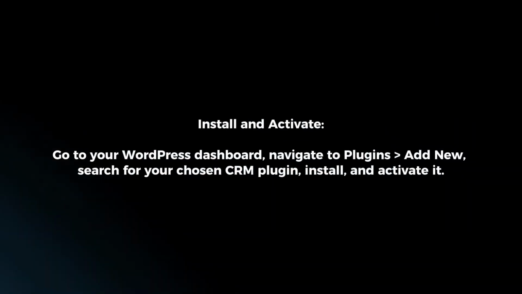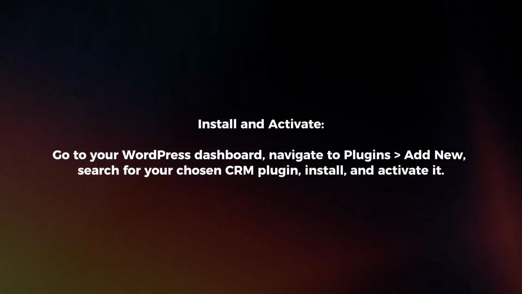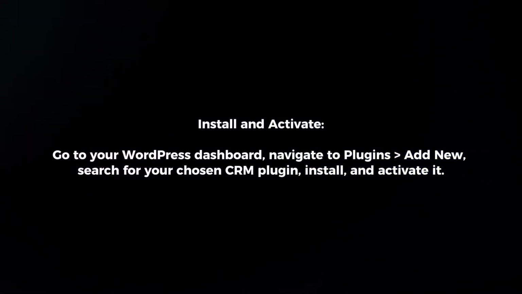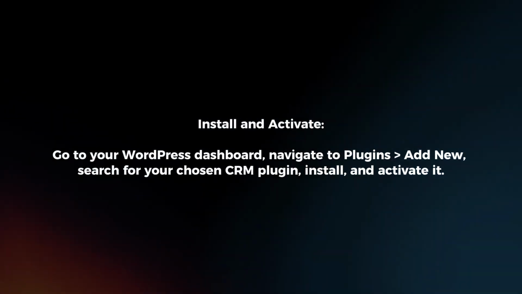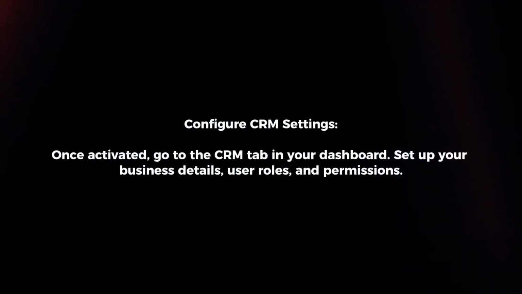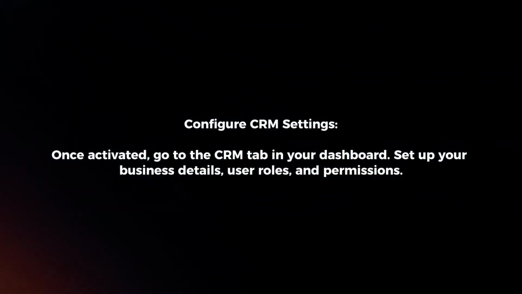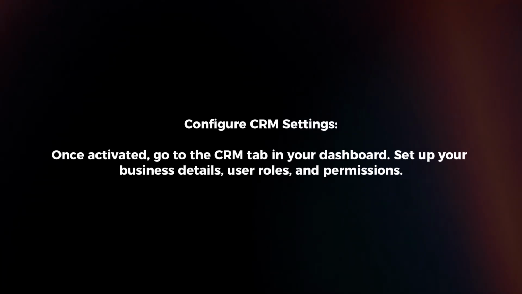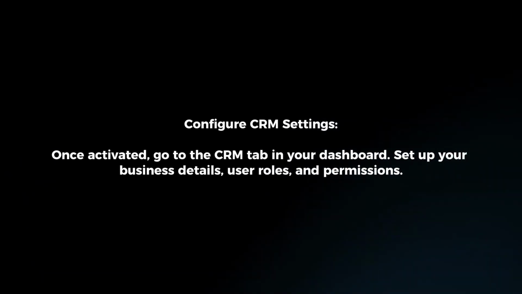Install and activate. Go to your WordPress dashboard, navigate to Plugins, Add New, search for your chosen CRM plugin, install and activate it. Configure CRM settings. Once activated, go to the CRM tab in your dashboard. Set up your business details, user roles, and permissions.